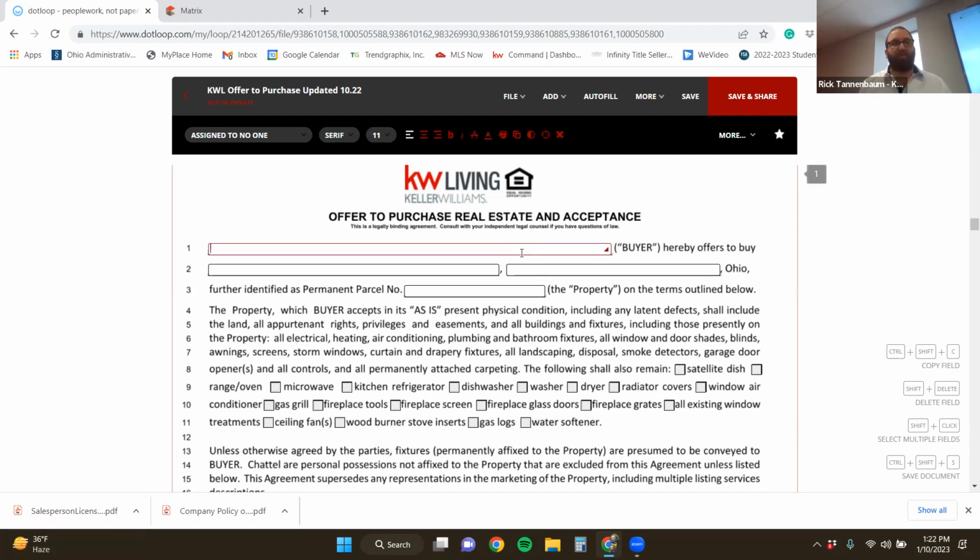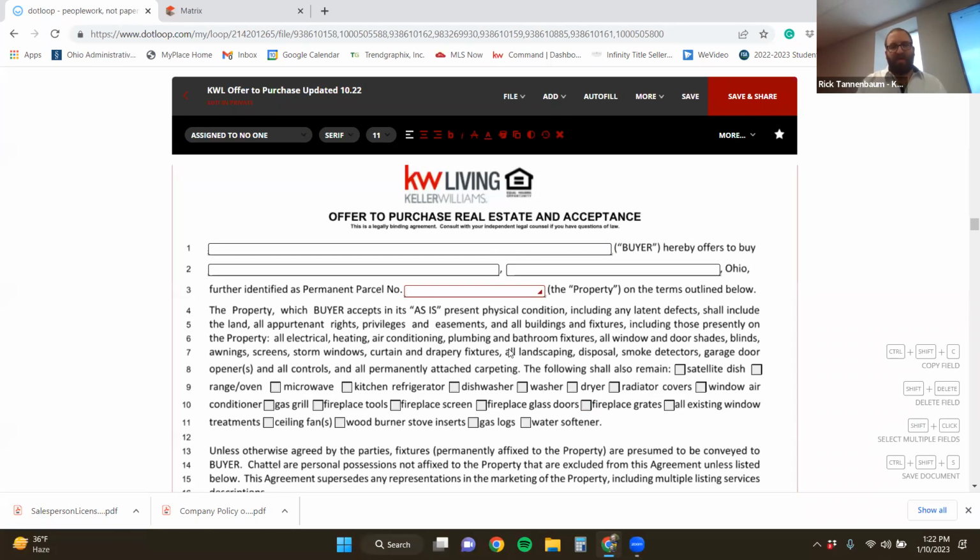So the first thing, obviously, we put in our buyer's name. Mr. and Mrs. Buyer hereby offer to buy 123 Main Street, Solon, Ohio, and then put in your parcel number there, right? It's important, don't skip the parcel number, look it up and stick it in there.